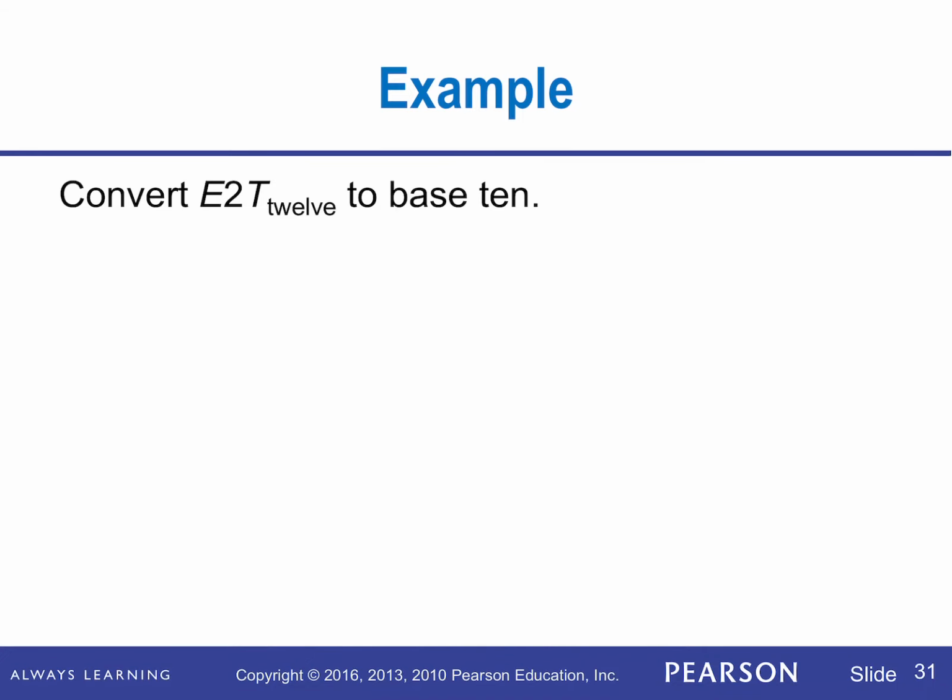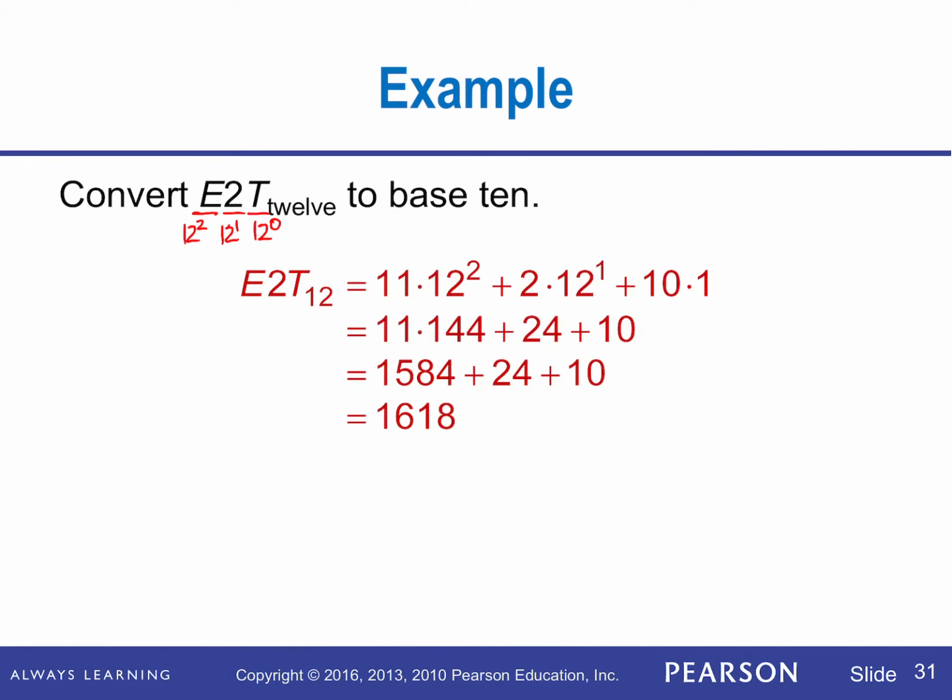Let's try converting from base 12 to base 10. So again, you want to think of your place values starting from the right. So these are 12 to the 0, 12 to the first, and 12 squared. And so what this says is that I have E, or 11, 12 squareds, 2, 12 to the first, and 10, or T, 12 to the zeros, or ones, right? So I'm going to write that out, multiply and add, and I get 1618. So 1,618 is the base 10 representation of this number.